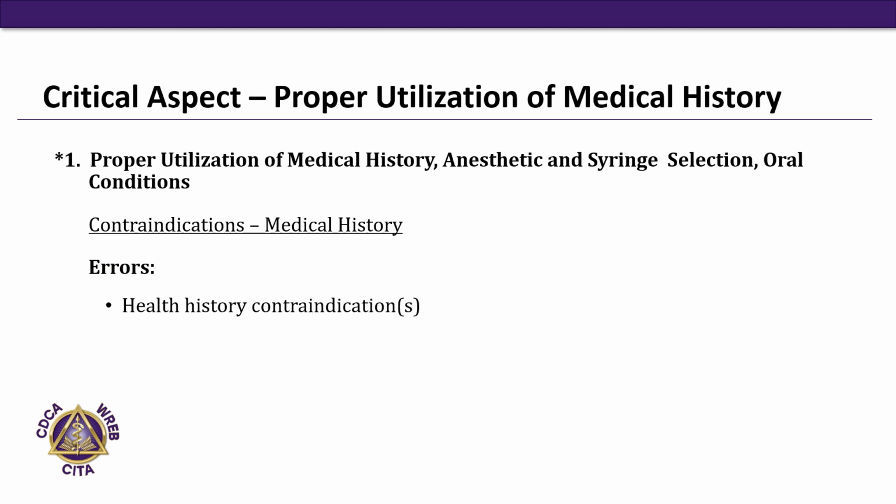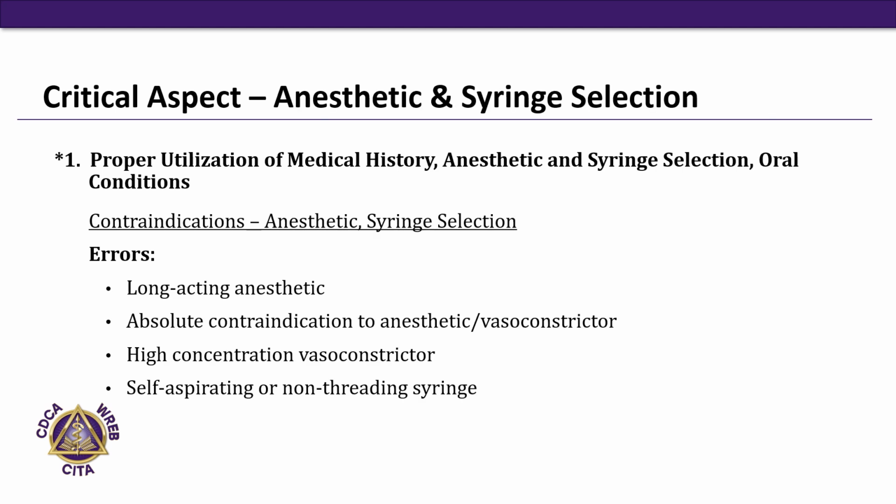It is your responsibility to submit a patient that meets the examination criteria. The patient must not have any medical contraindications for treatment. Refer to the Patient Criteria section of the Candidate Manual for more information. Errors in this category are the following: long-acting anesthetic, absolute contraindication to anesthetic vasoconstrictor, high concentration vasoconstrictor, using a self-aspirating or non-threading syringe. Only manually aspirating syringes are acceptable. Non-threading or self-aspirating syringes are not permitted for this examination.